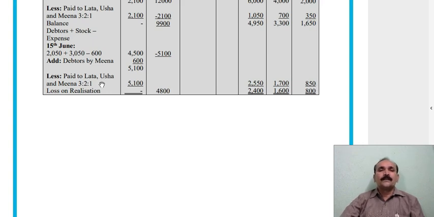After the payment to all partners, loss on realization is 4,800, shared as per the partners' loss ratio. For Lata 2,400, Usha 1,600 and Meena 800. It is called loss on realization in this problem. Thank you. Problem is over.